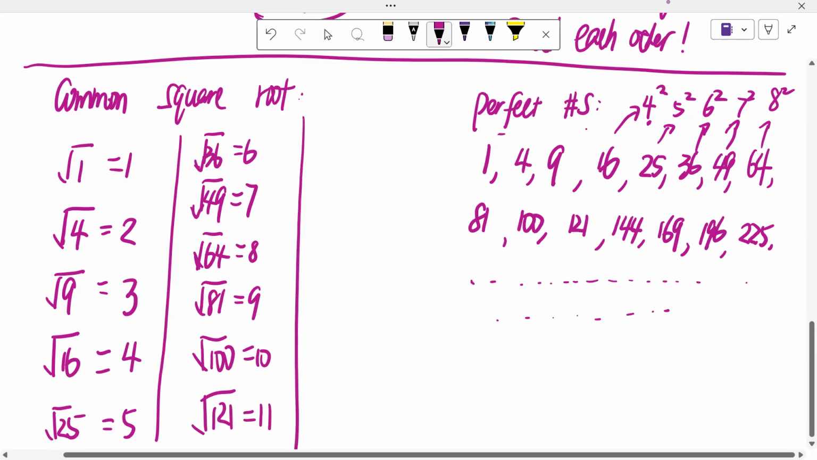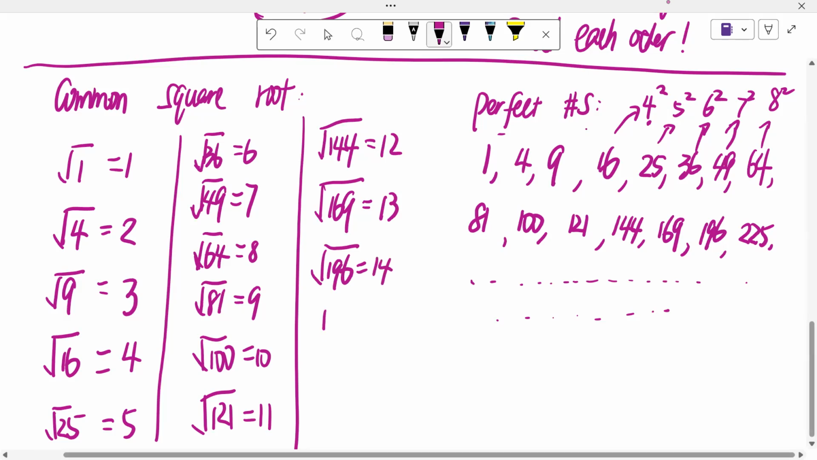We can keep going, right? We can keep going non-stop, you know, 12, square root of 169 is square root of 13 squared, so they cancel each other, and that is 13. Square root of 196, it's 14. Square root of 225, it's 15, right?